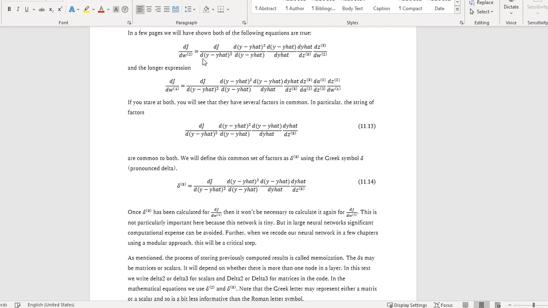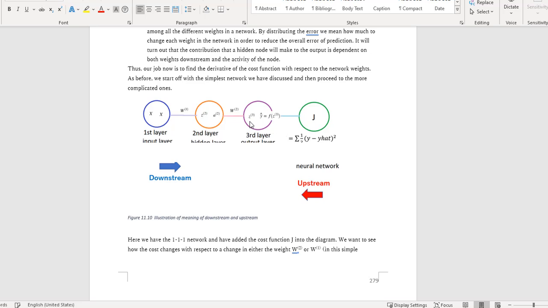But in that case, then we can rewrite this as delta 3 times the last term. And the last term is the derivative of z3 with respect to W2. So let's look at that. Let's just repeat it first of all before we go to the picture. The derivative of z3 with respect to W2. Now W2 is just to the left of z3, as we'll see in the picture. So W2 is just to the left of z3, and we're talking about the derivative of z3 with respect to W2.